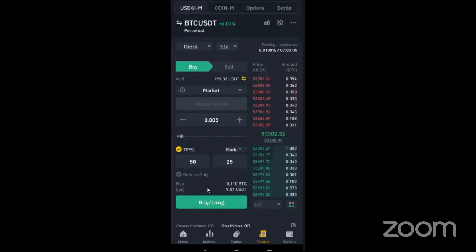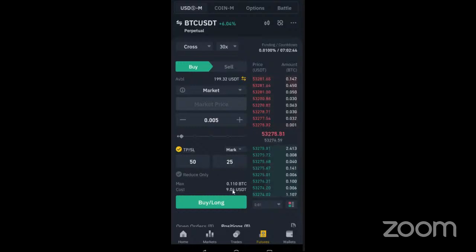I'm going to just risk about 5% of it. So you can see how much it will cost you if you want to risk about 5% of your position. Now, if we don't have any leverage at all, it's supposed to be more than this $9. But because we have a leverage of 30x, that is why it's only costing us just this $9.